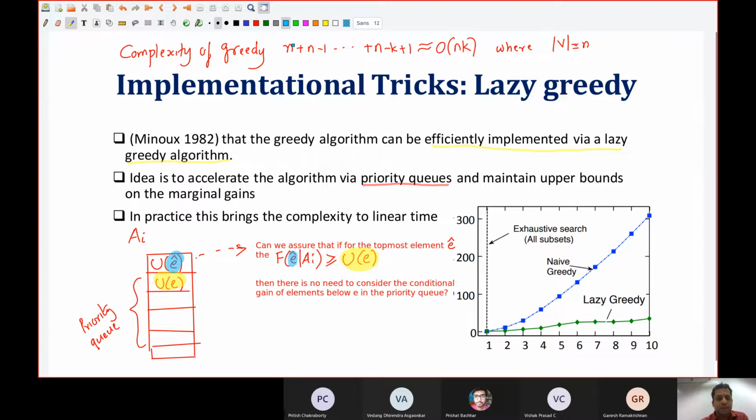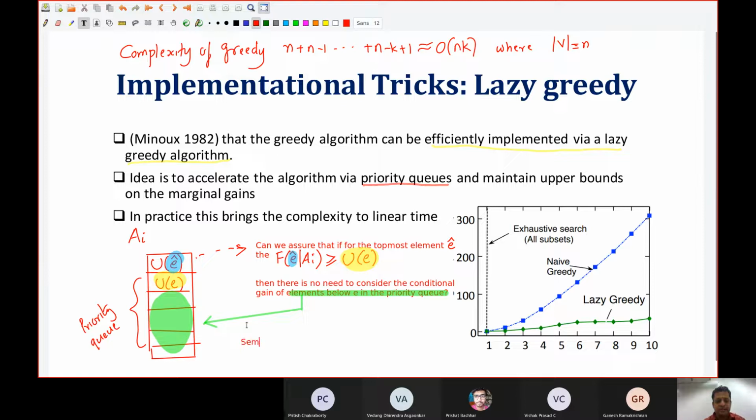So let's say there are a bunch of elements here. And my question is, if I can ensure this, then there is no need to consider the conditional gain of elements below E in the priority queue, all these other elements. I don't have to consider them at all. Then I don't have to evaluate all the elements. Maintain this priority queue, take the top, find its conditional gain, compare with the next element in the priority queue, U of E. I know that U is an upper bound.